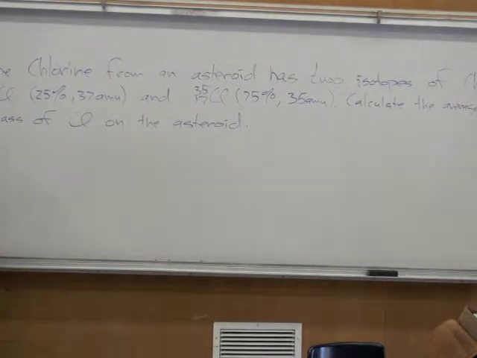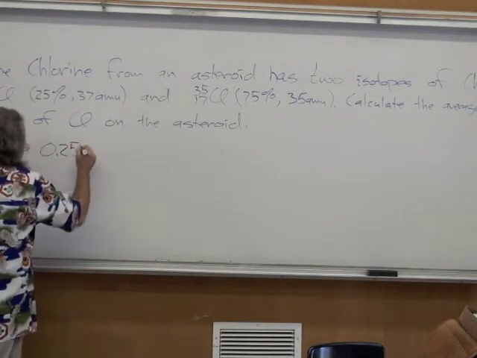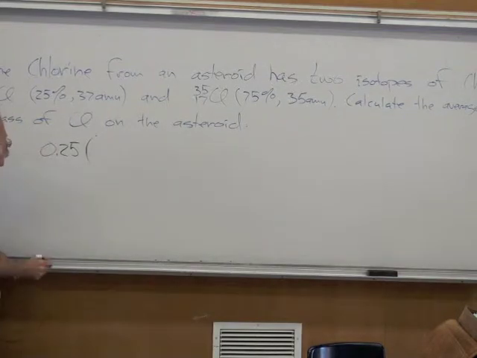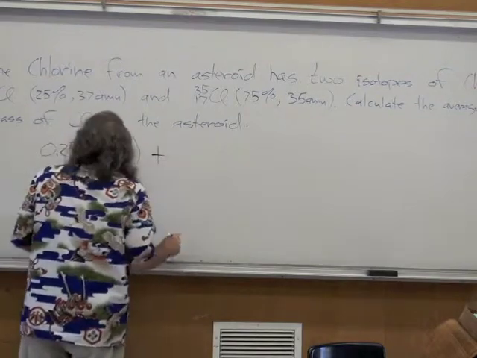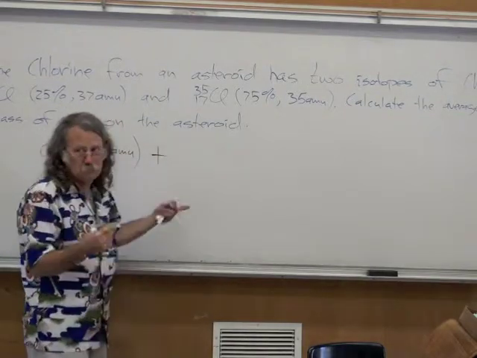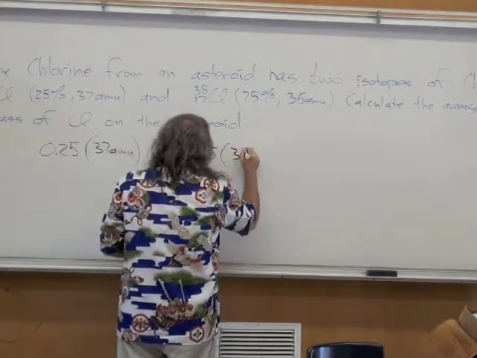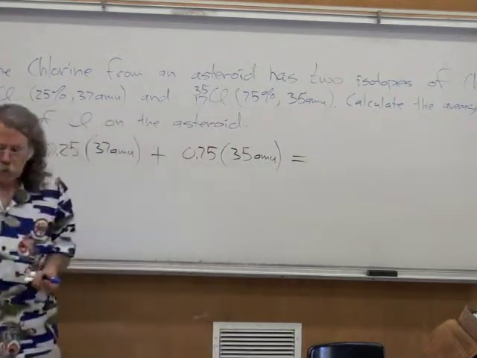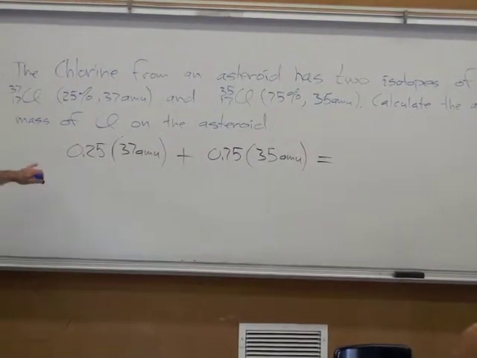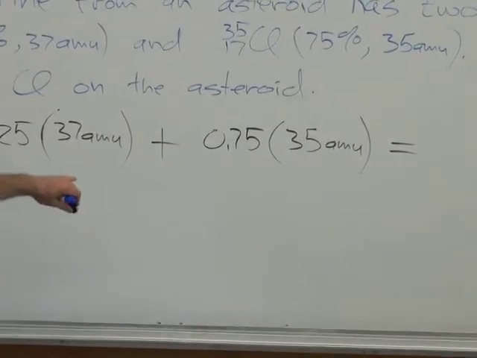What's 25% in decimal form? Times what? 37 AMU plus 0.75 times 35 AMU. And that's going to be equal to something. Now, on the actual test, this statement alone is going to get you most of the credit. But on the actual test, you're going to have to do the calculation here.